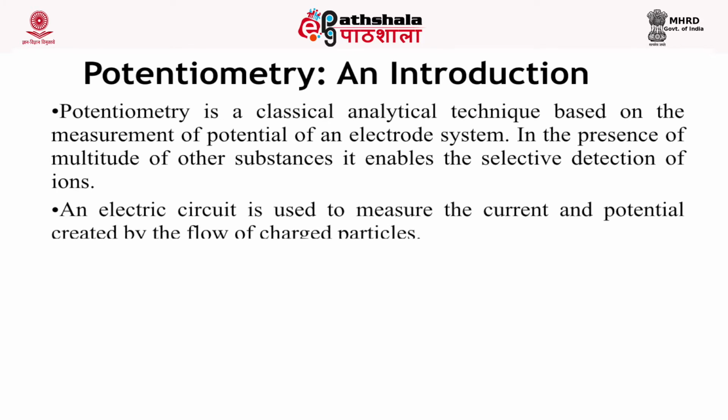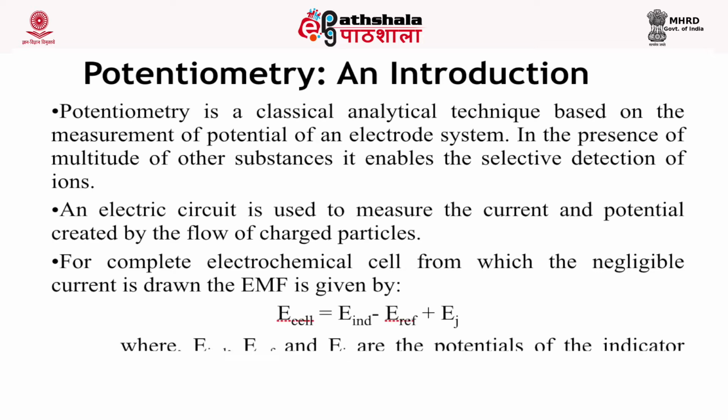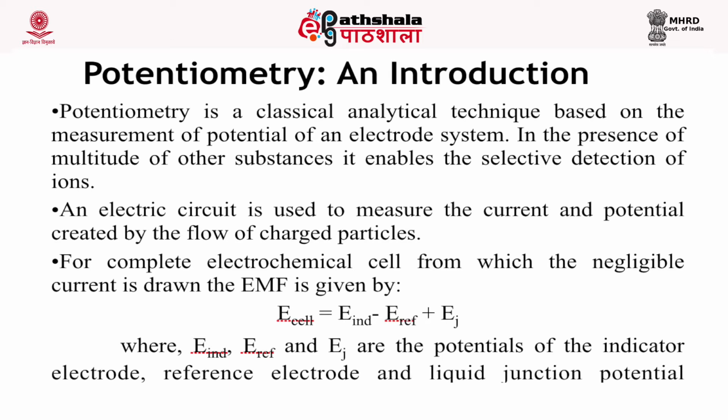An electric circuit is used to measure the current and potential created by the flow of charged particles. For a complete electrochemical cell from which negligible current is drawn, the EMF is given by E cell equals E indicator minus E reference plus EJ. E indicator, E reference, and EJ are the potential of the indicator electrode, the reference electrode, and the liquid junction potential respectively.